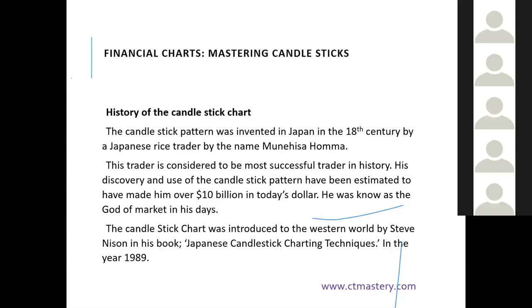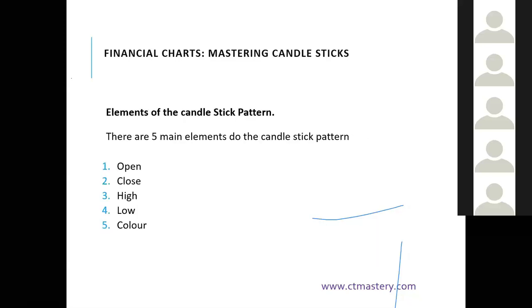The candlestick chart was introduced to the Western world by Steve Nison in his book, Japanese Candlestick Charting Techniques, in the year 1989. So this means that the Japanese had been using this candlestick pattern for over 200 years before it was actually introduced to the Western world for us to use. So that's just the history of the candlestick pattern. It was invented in Japan.